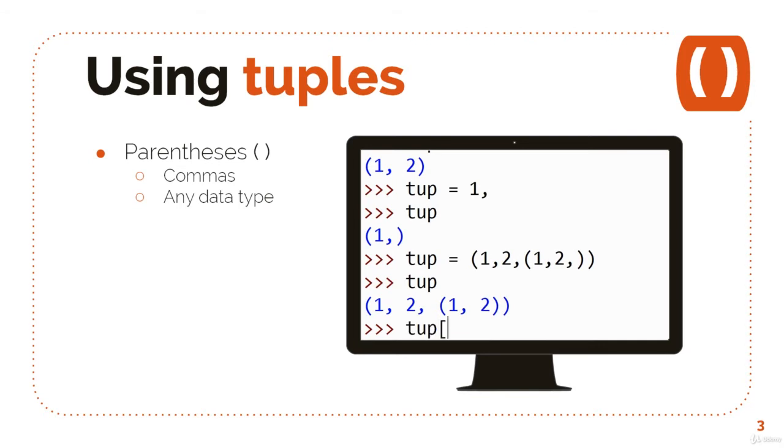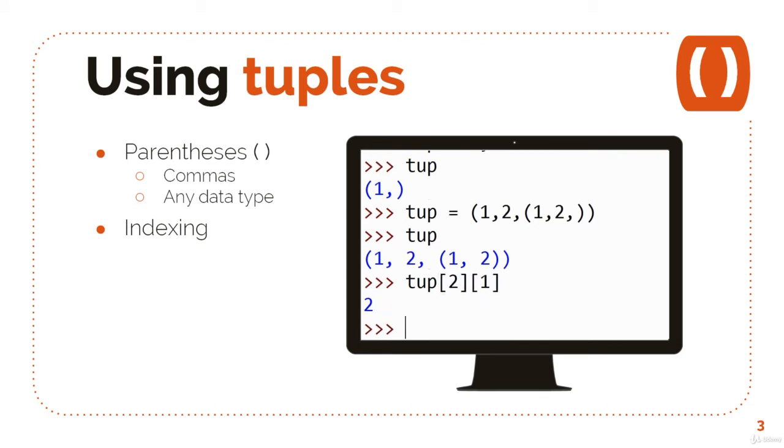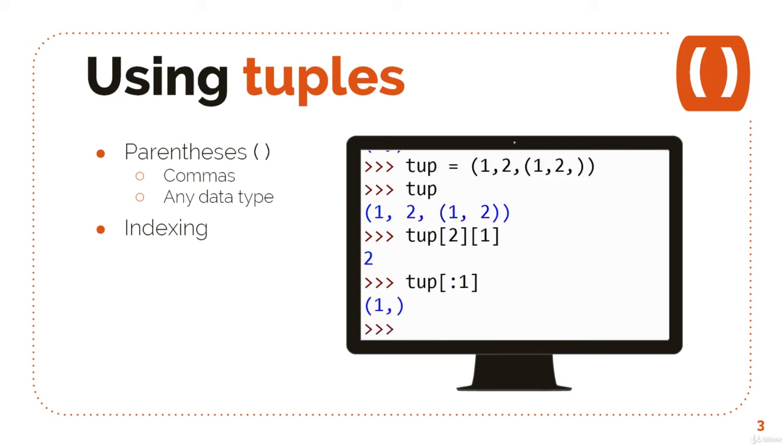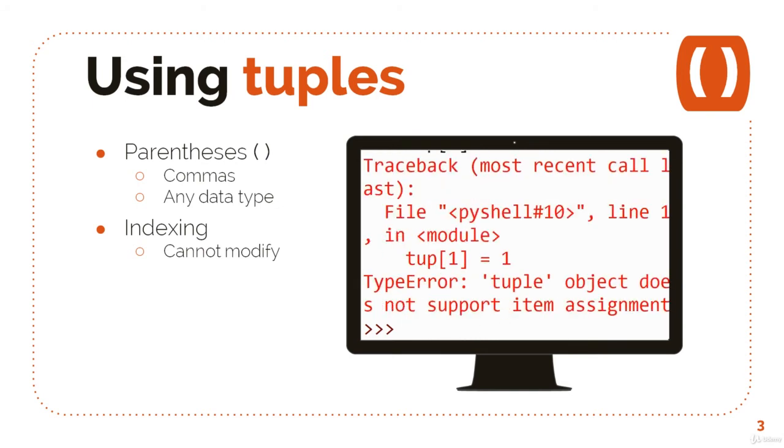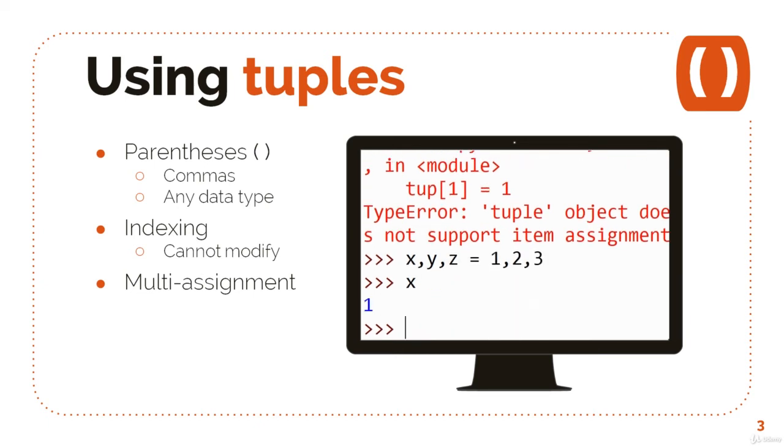Now you can access the value using indexing and slices. But remember, tuples are immutable, and thus you cannot modify it. Another useful thing you can do with the sequence type is have multiple assignments. Same applies to lists.